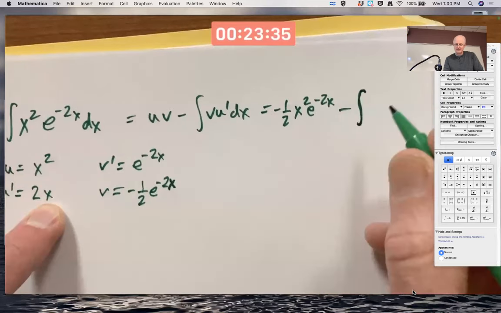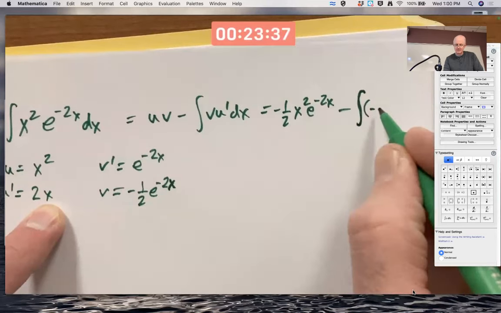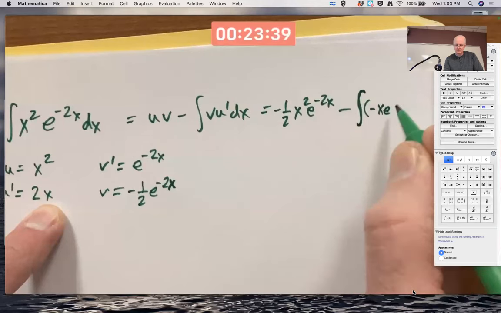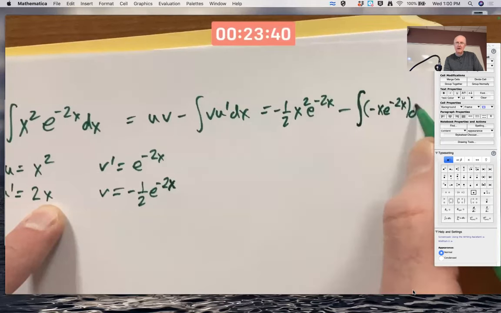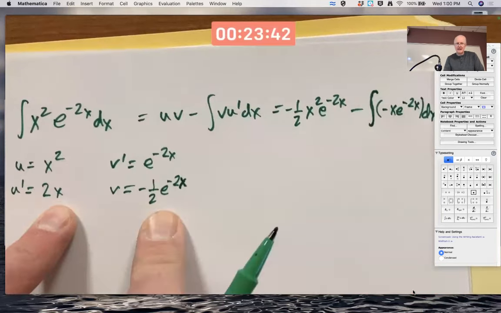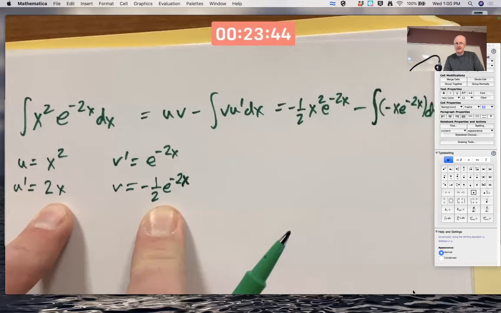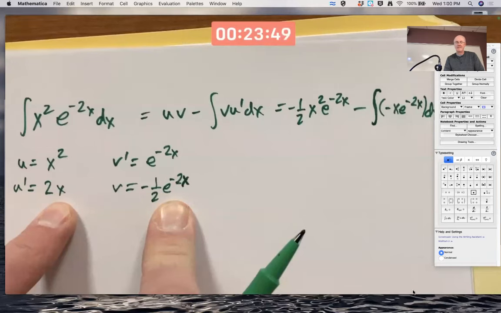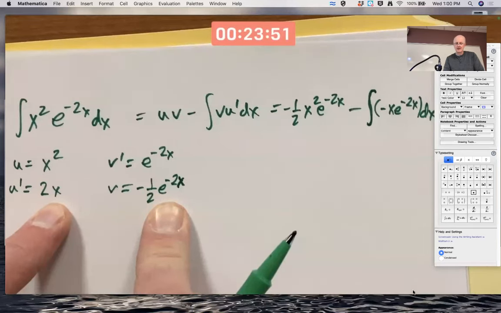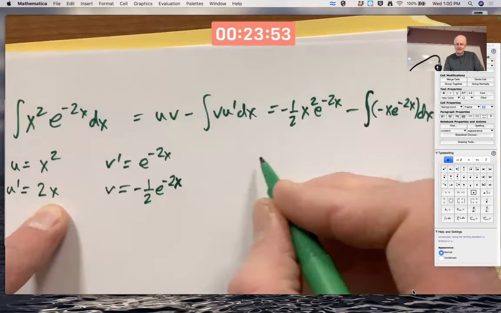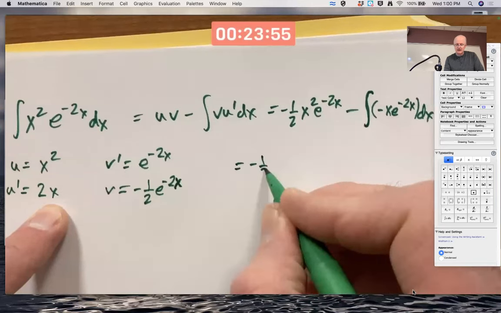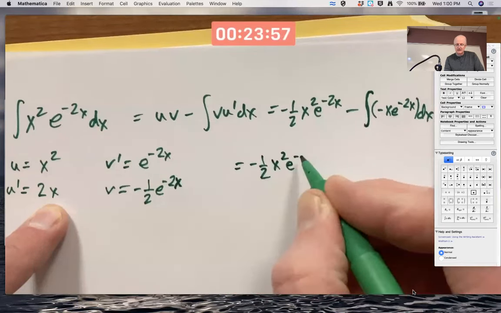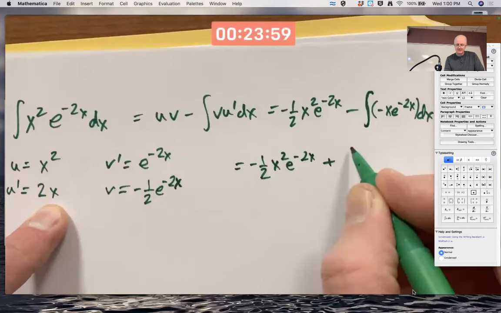I'll do it in 2 steps. I multiply these two, I cancel the 2's. The negative sign stays there. I still have an x and an e to the negative 2x. But now these two negative signs can cancel. So you can write this.